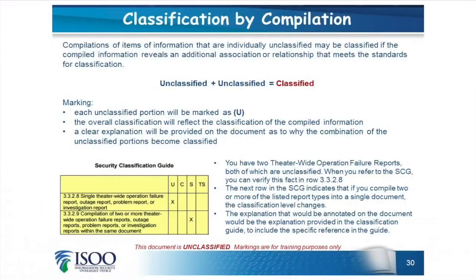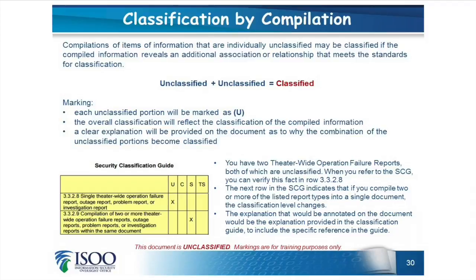Classification by compilation is a determination that information is classified through the compilation of unclassified information. It is a derivative classification action based upon existing original classification guidance. If the compilation of unclassified information reveals a new aspect of information that meets the criteria for classification, it shall be referred to an original classification authority with jurisdiction over the information to make the original classification decision. Basically, it's unclassified information plus unclassified information that becomes classified information.